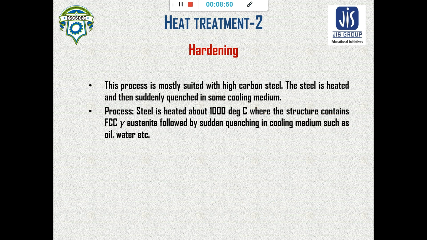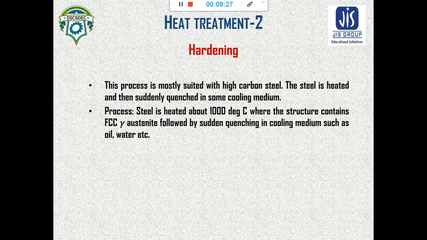Next, we are coming to hardening. What is hardening? Hardening is the process which is mostly suited for high carbon steel. In case of hardening, steel is first heated to a certain temperature, above the recrystallization temperature or above the austenitization temperature, and after that it is cooled by sudden quenching into a cooling medium. By sudden quenching, a metastable material, martensite, is formed.